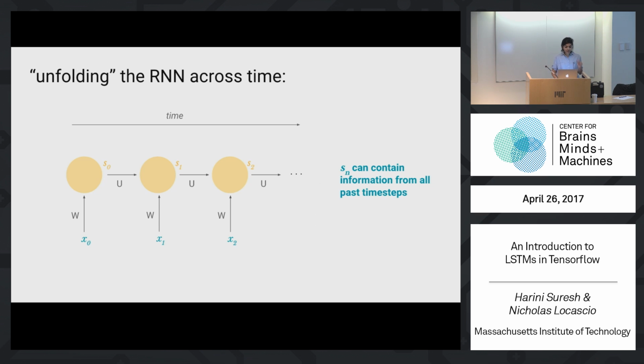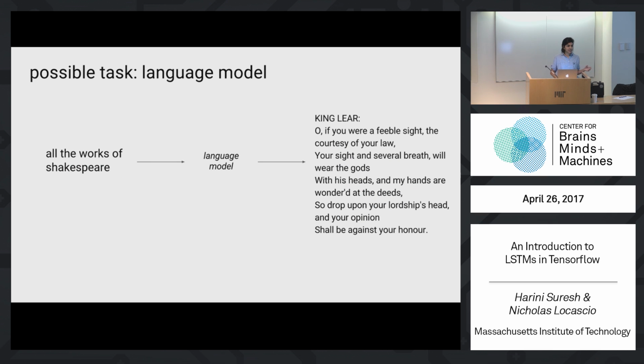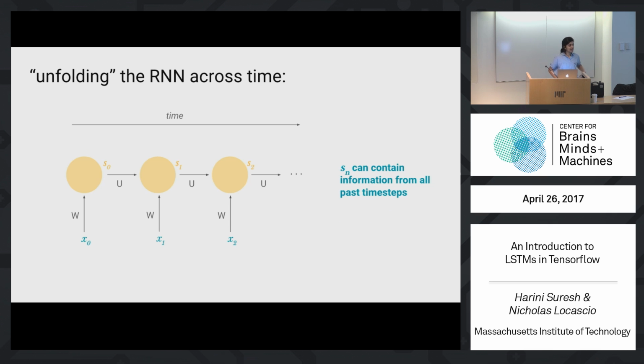So each hidden unit, in addition to its weight matrix and the x input vector, also gets its own previous state as input, yeah.